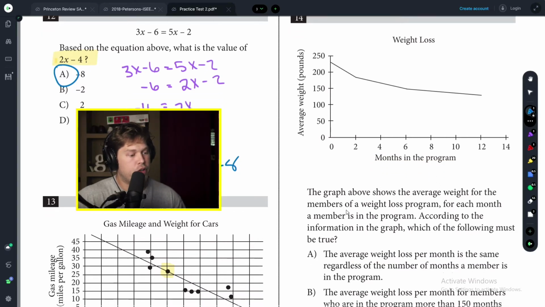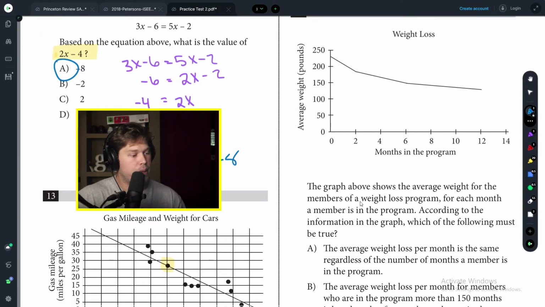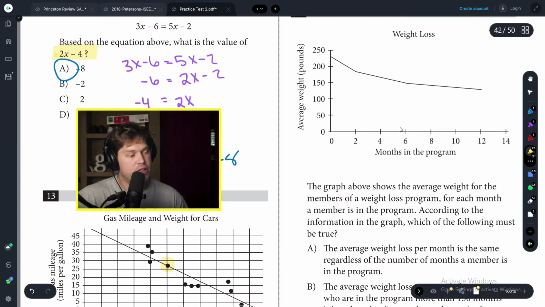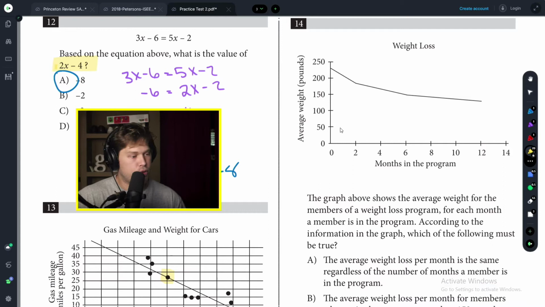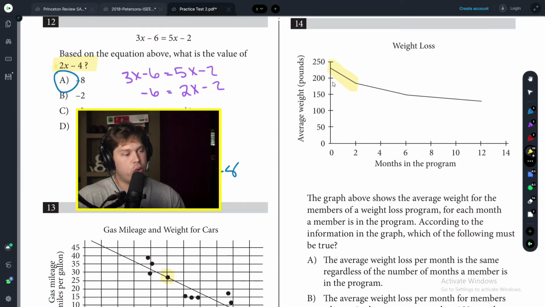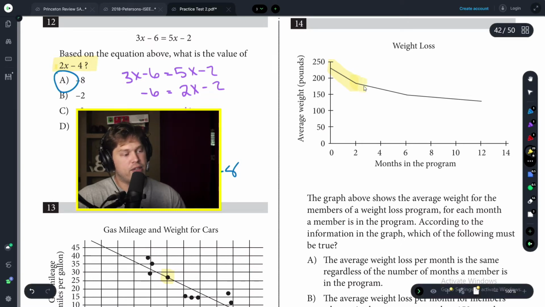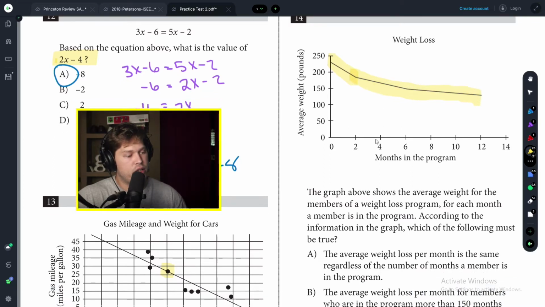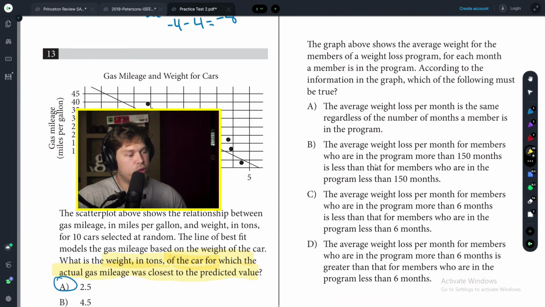Number 14. The graph above shows the average weight for the members of a weight loss program for each month a member was in the program. According to the information in the graph, which of the following must be true? Okay, so let's look at the graph before we read our answer choices. We can see that whenever you first start out, you'll be losing weight the quickest. That makes sense. And then as you continue the program, you'll still lose weight, but it just won't be as quick. So let's see what our answer choices are.